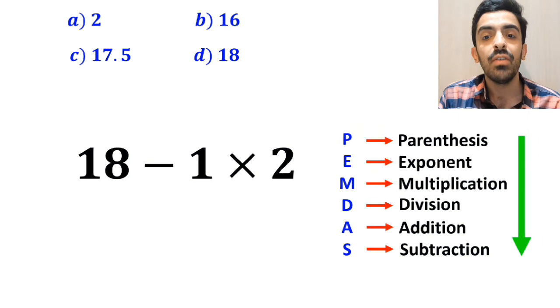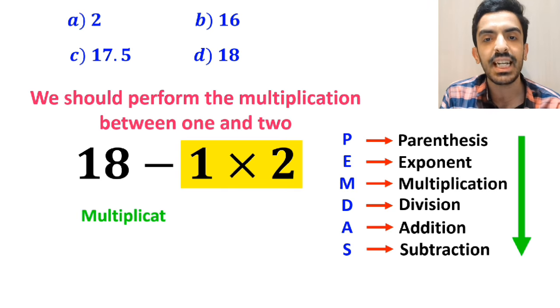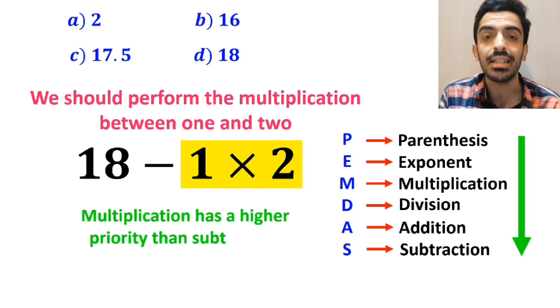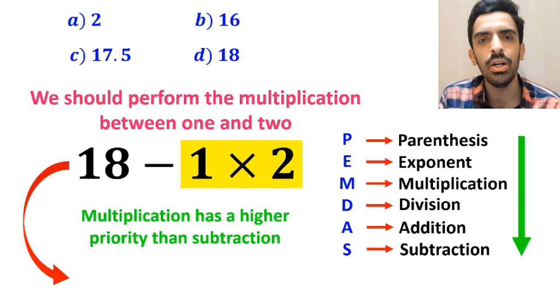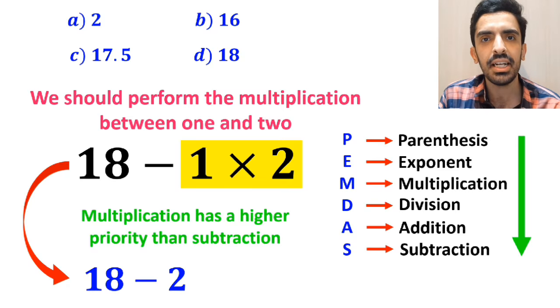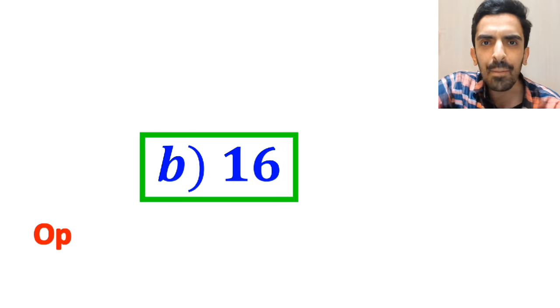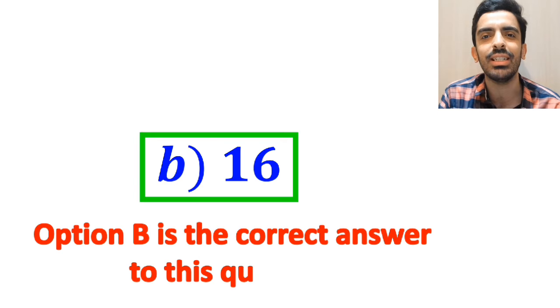And the next step, we should perform the multiplication between 1 and 2, because multiplication has a higher priority than subtraction. So, this expression simplifies to 18 minus 2. And finally, we get the answer 16. Therefore, option B is the correct answer to this question.